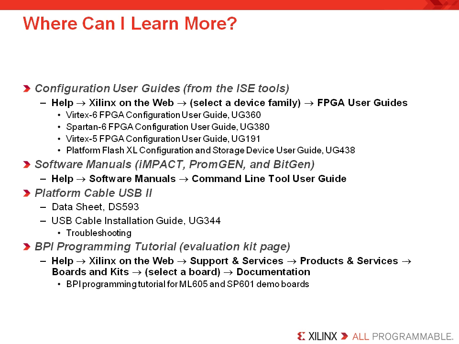There's also more information available about the platform cable USB 2. It has its own user guide and datasheet. We want to mention that the installation guide, that is, User Guide 344, has additional information about troubleshooting its setup. So if you use this cable, and many users do, be sure to download this document in case you have some difficulties. If you would like to evaluate BPI programming from the ML65 or Spartan 601 demo boards, there is a tutorial that is available on the Evaluation Kit page. It will give you practice preparing and setting up for configuration targeting both of these new demo boards.